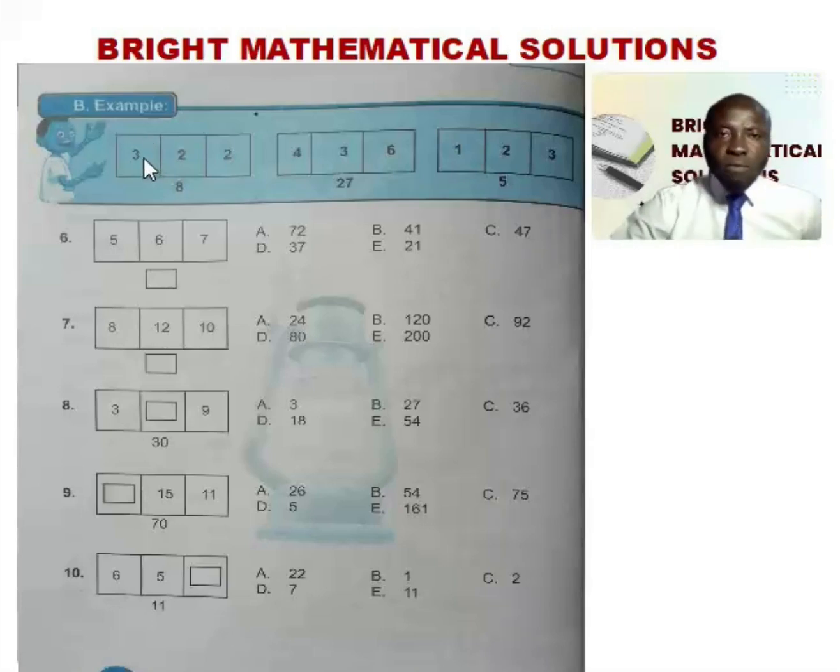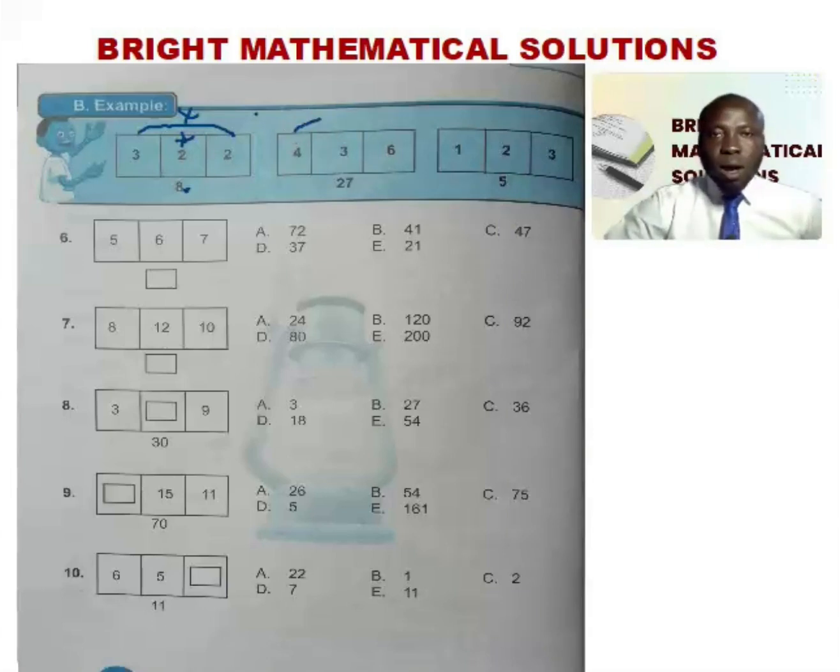Now, we have 3, 2, 2, and we have 8. 4, 3, 6, we have 27. 1, 2, 3, and we have 5. In my analysis, I discovered that these 3 and these 2 are connected together by multiplication. Whatever you get, you then treat with addition for the one that is in the middle, and that will give us this.